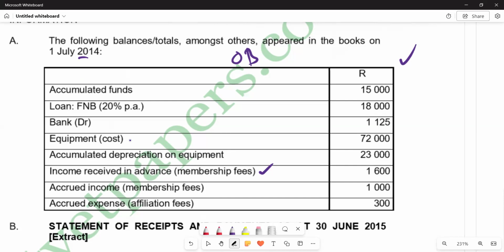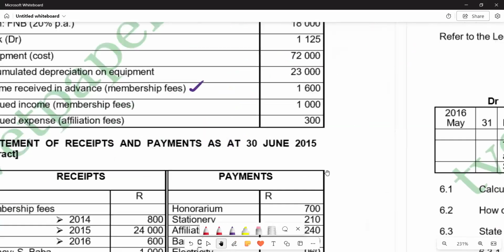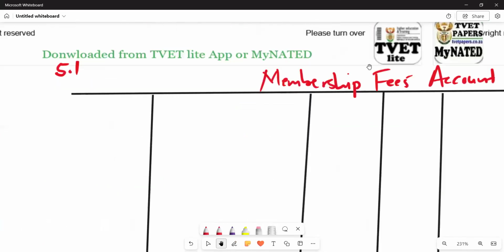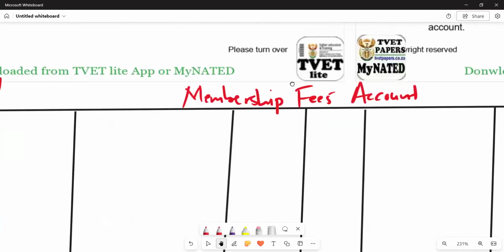And also we've got accrued income, which is the membership fees gained accrued at the beginning, which should be on the debit side, and we have 1,000. So we are just going to the answer section to enter those figures. We are starting with the debit side. So remember the date, we are saying 2014, and at the beginning, it's July 1.